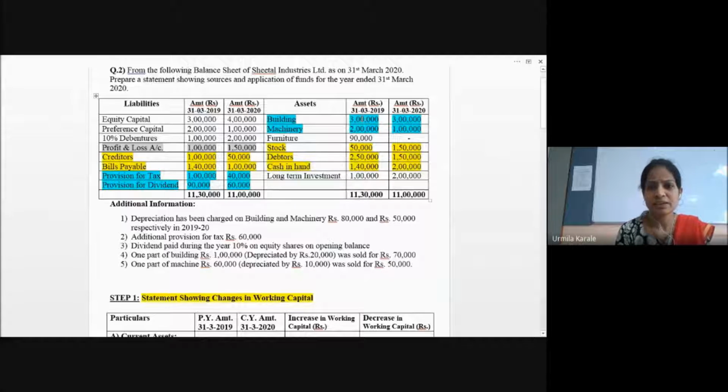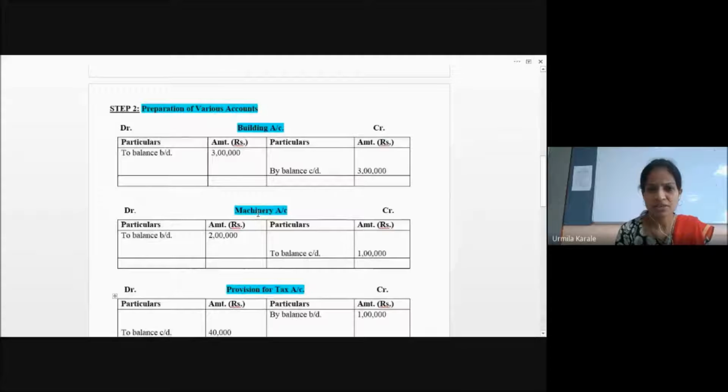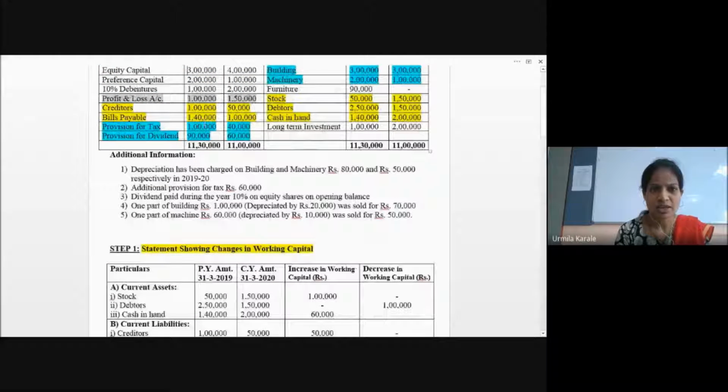Check out the building account: opening and closing balance 3 lakh and 3 lakh, machinery 2 lakh and 1 lakh. I'm just showing it in the format. Step number 2, preparation of various accounts. Building account I have created, opening balance 3 lakh, closing balance 3 lakh. Then machinery account, opening balance 2 lakh, closing balance 1 lakh. Same way, provision for tax and provision for dividend we are creating. So 1,40,000 is the opening and closing balance of the tax account. Provision for dividend account 90,000 and 60,000.